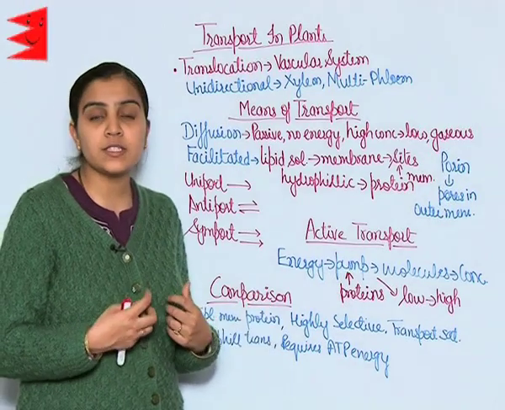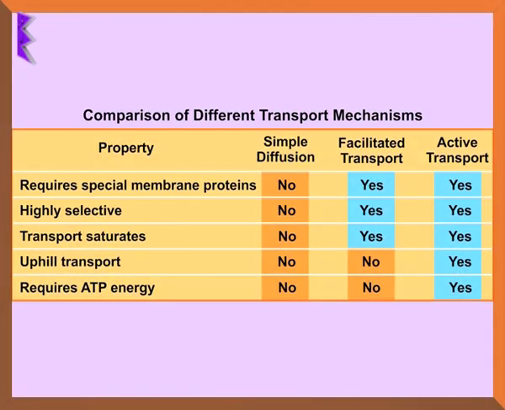Comparison of various processes, you can see in the table. First, special membrane protein. It is not required in case of simple diffusion. It is required in case of facilitated and active transport. Highly selective. In case of simple diffusion it is not, facilitated diffusion is, and active is also. Transportation saturation. It is not seen in case of simple diffusion, seen in case of facilitated and also seen in case of active transport.